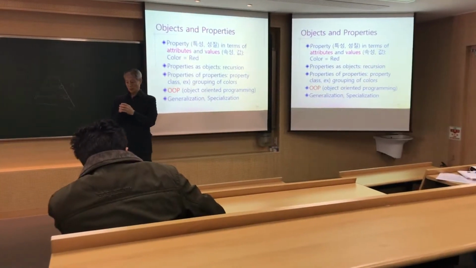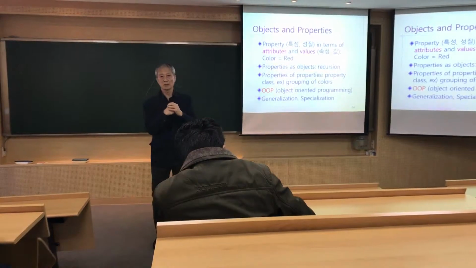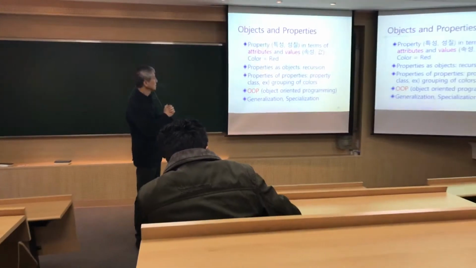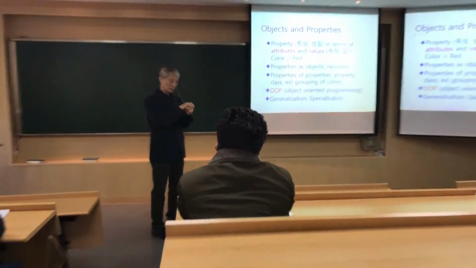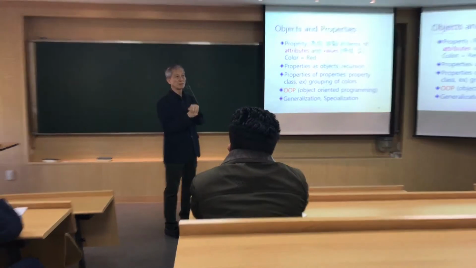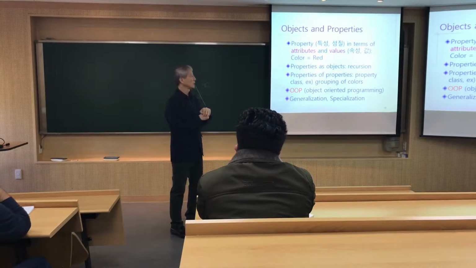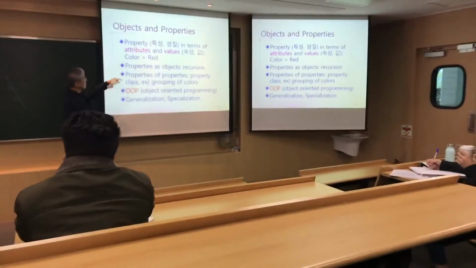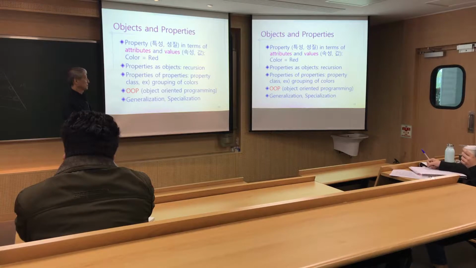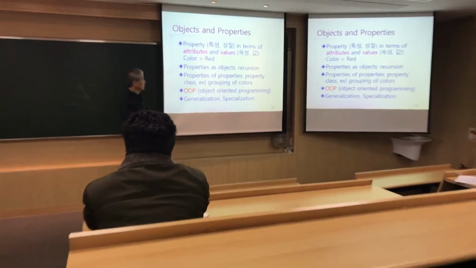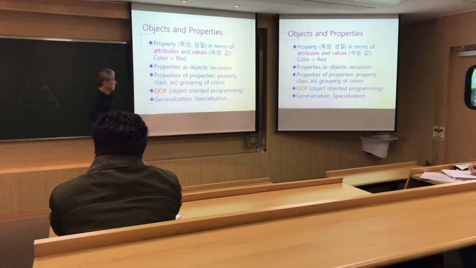So object is an atom, right? The atomic element inside our knowledge-based system. Any physical entity can be an object, right? But also their properties can be handled or represented as an object. So there can be a recursion. Properties of properties, right? Property grouping, or property group, color groupings, can also be used.